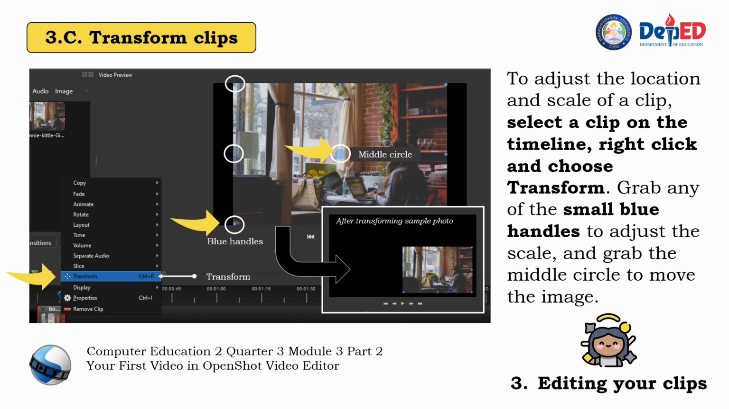Transform Clips. To adjust the location and scale of a clip, select a clip on the timeline, right-click, and choose Transform. Grab any of the blue handles to adjust the scale, and grab the middle circle to move the image.